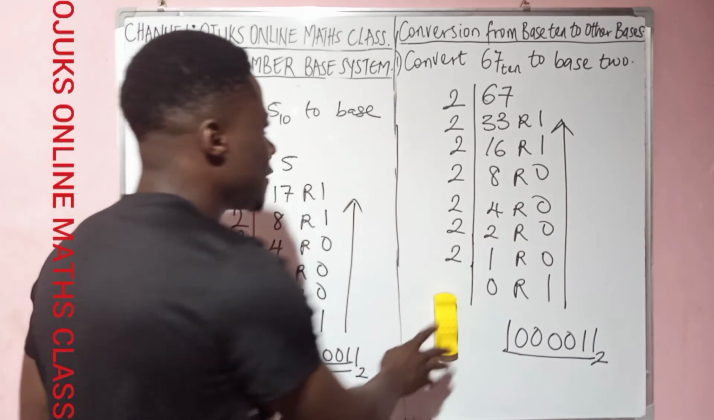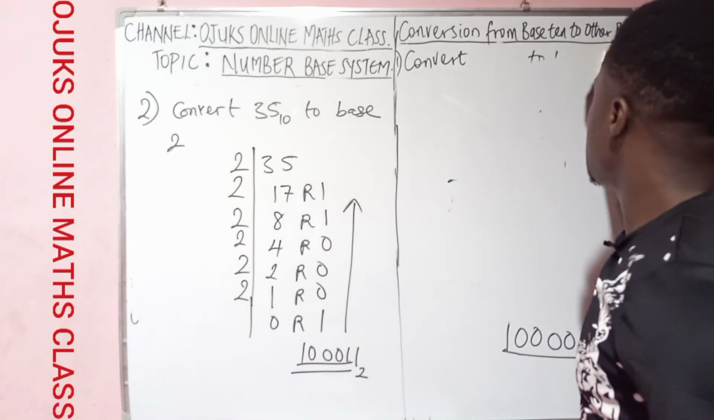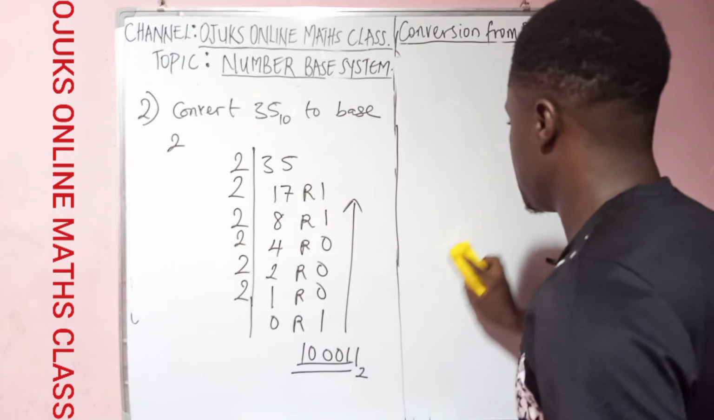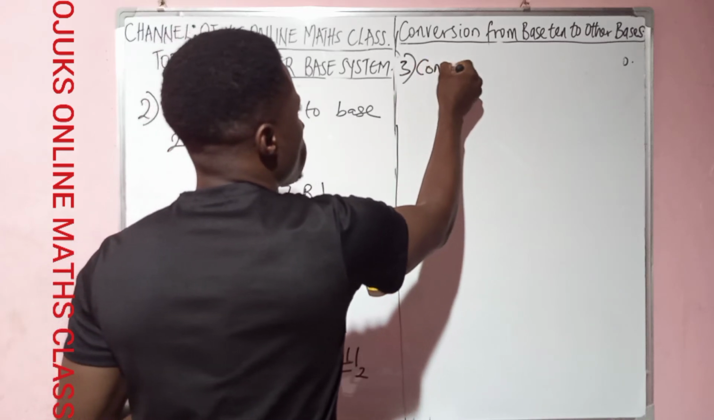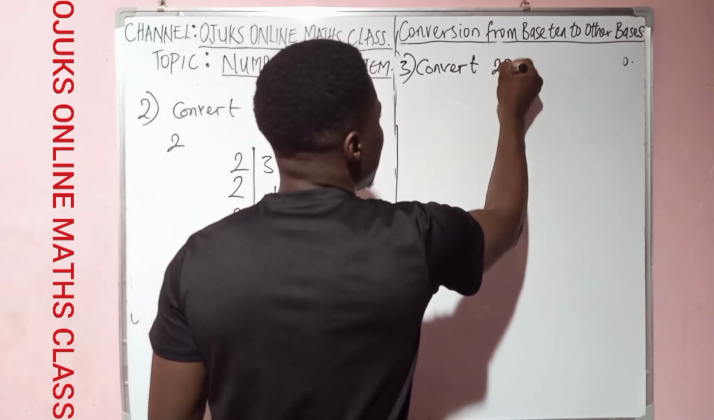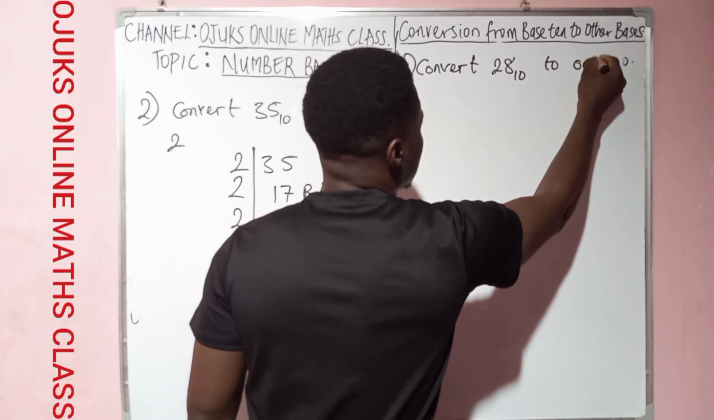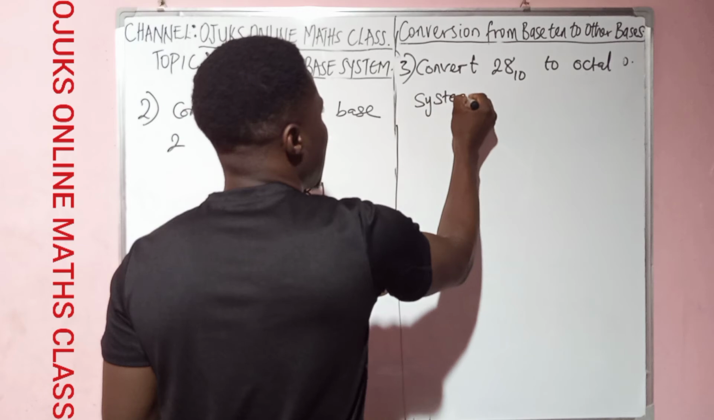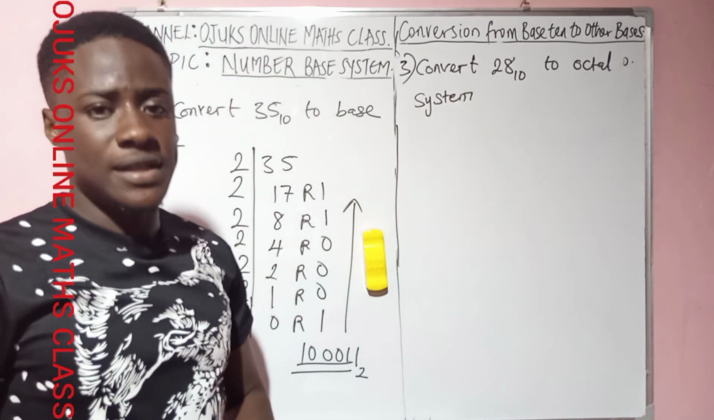Okay, let's take another number in base 10. Let's also solve a question. Example 3. Convert 28 base 10 to octal system.